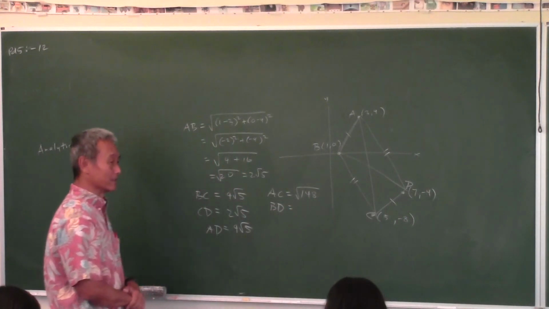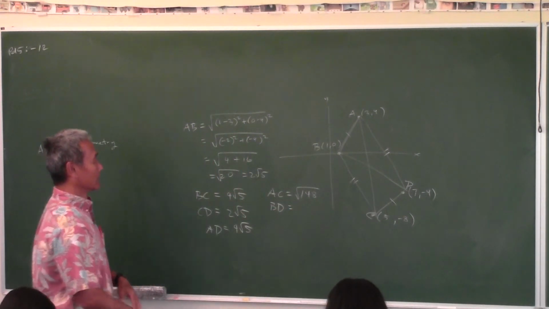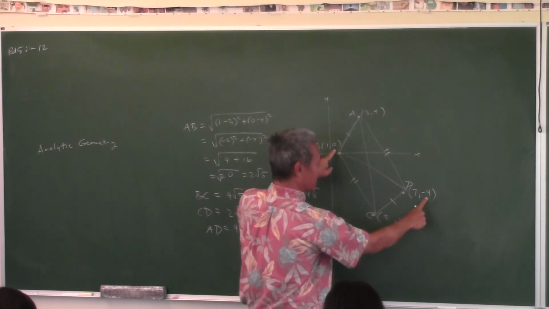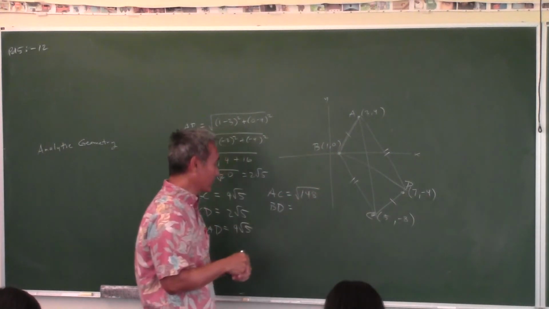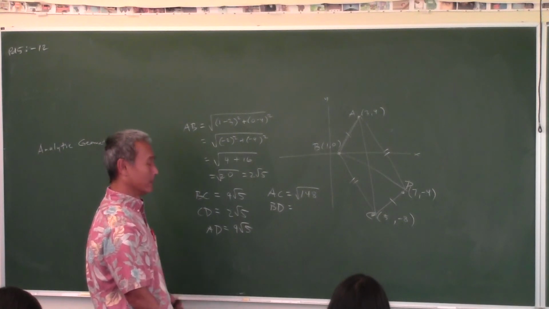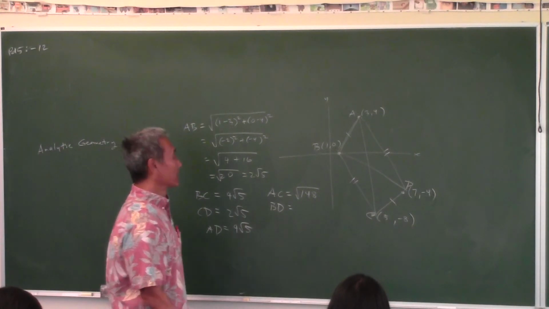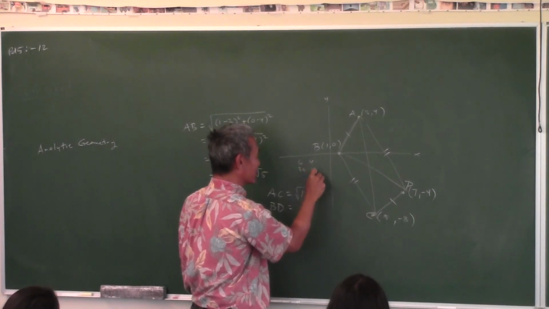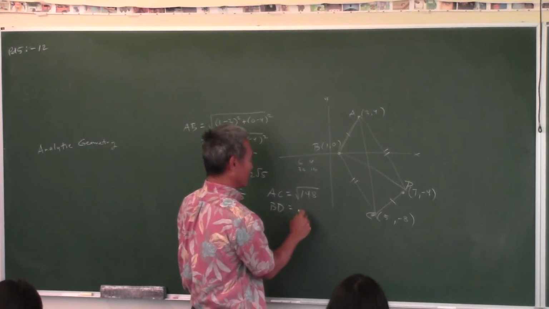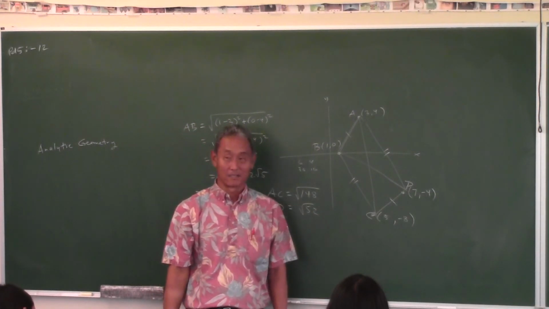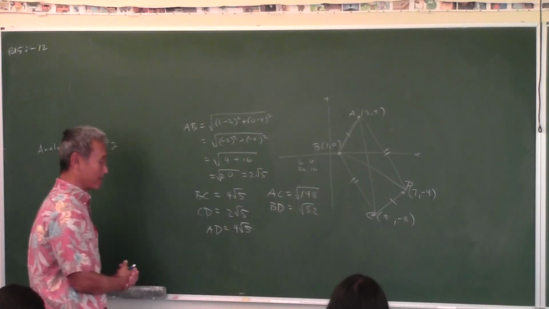Who's got BD here? Difference of the x's. 6. Difference of the y's. 4. Square both of them. 6 and 4. If you have to write it out, that's 36 and 16. What is that? 52. Root 52. Is this a rectangle? No, it's not. So the answer is a parallelogram.